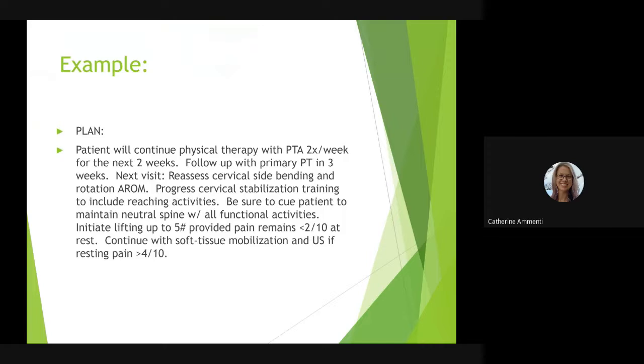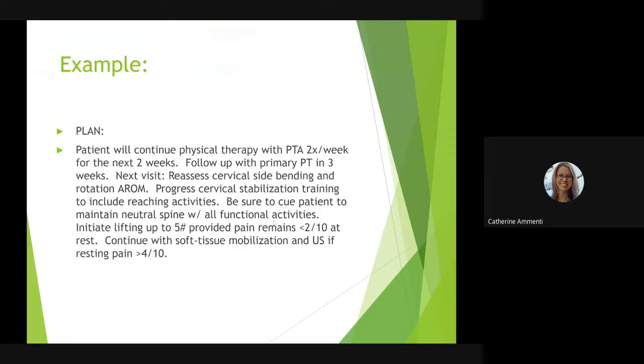I think the other thing I'm not super satisfied with though is it says initiate lifting up to 5 pounds. I don't know what that means. Does that mean lifting like floor to waist? Does that mean lifting waist to shoulder? Is it lifting with the left hand, with the right hand, with both hands? So we might want to clarify what type of lifting we want to do.